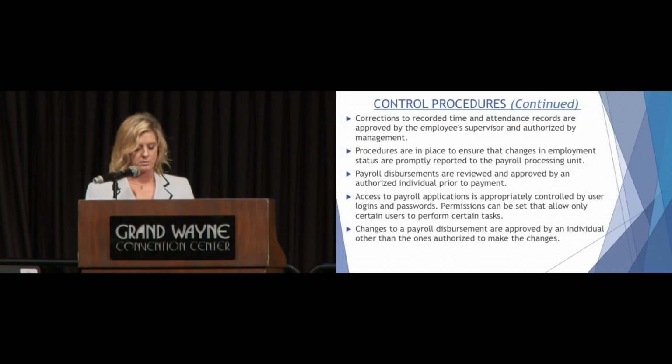Continuing on with the examples, corrections to record time and attendance records are approved by the employee's supervisor and authorized by management. This is one thing that when we are auditing payroll, we always look into. If we look at a payroll and we notice that there are adjustments made to a payroll, or there's an increase in their salary or a decrease in their salary or any type of unusual change, the first thing we're going to ask is, where's the authorization for that? Why did you make that correction?